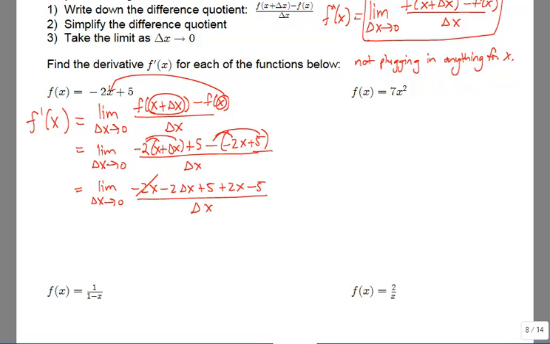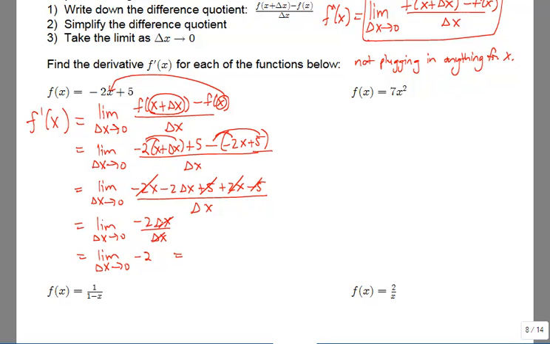And luckily, the negative 2x and the positive 2x cancel, the 5 and the minus 5 cancel, and what I'm left with on the top is just that negative 2 delta x over delta x. Those delta x's cancel, and that just gives me the limit as delta x goes to 0 of negative 2.